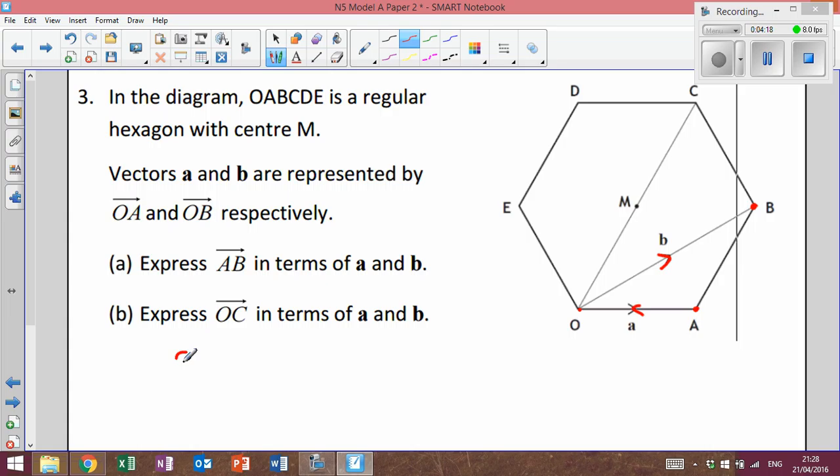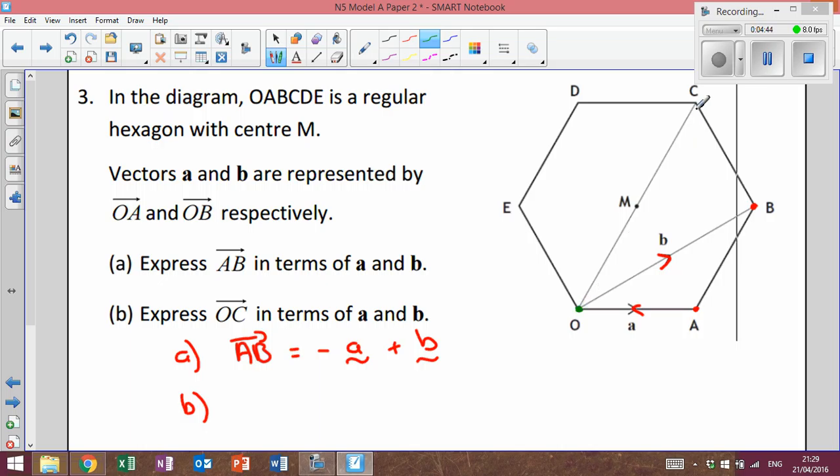Okay, so for part A there, AB is going to be this, which is actually a negative A because it's going the opposite direction as A should go. So it's a negative A, add on a B, so you're going to B, so you're adding on a B. And that's your first one there. Okay, for part B, we are going from O to C.